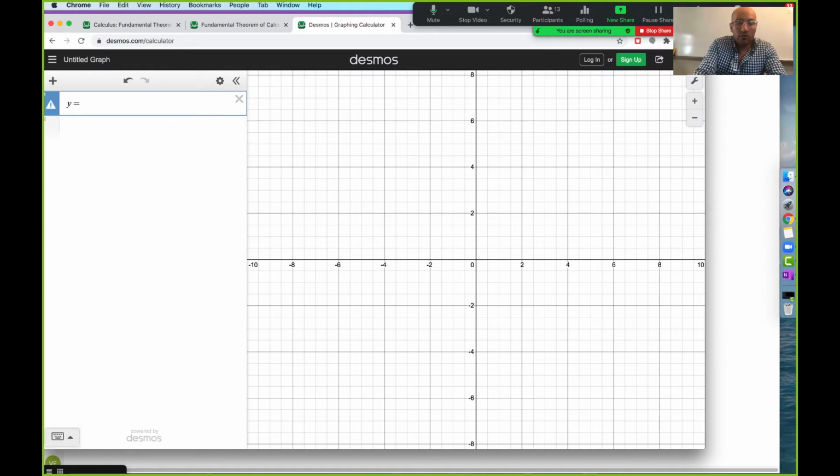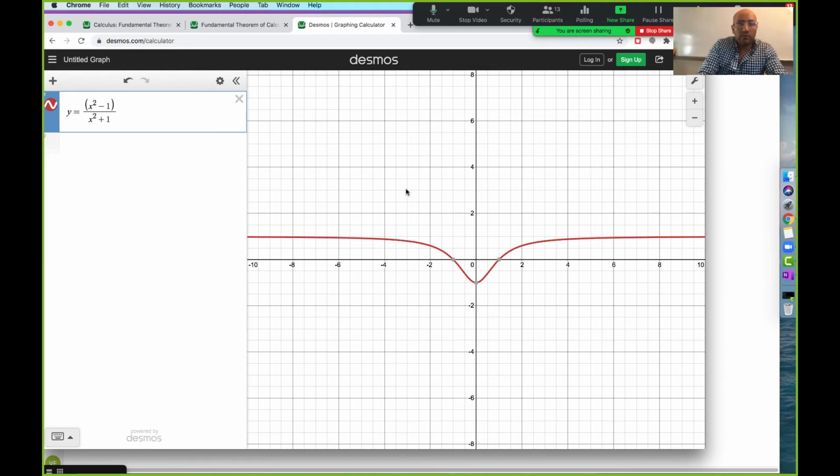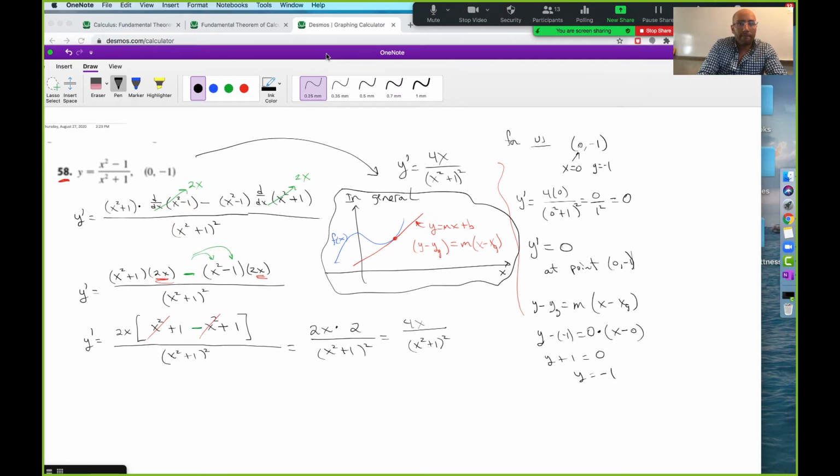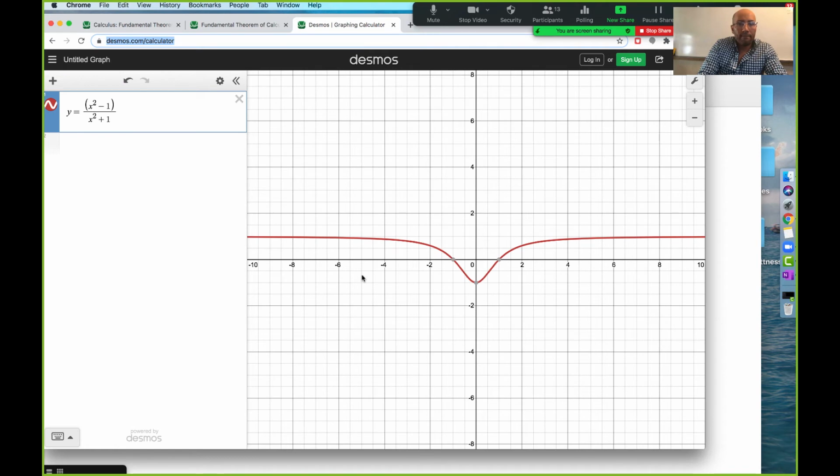Y equals 2, and what was it? Like x squared minus 1, oops, no, the whole thing in parentheses, and then divided by x squared plus 1. I think that's what it was. X squared minus 1, x squared plus 1. So there it is. That's what the function looks like.